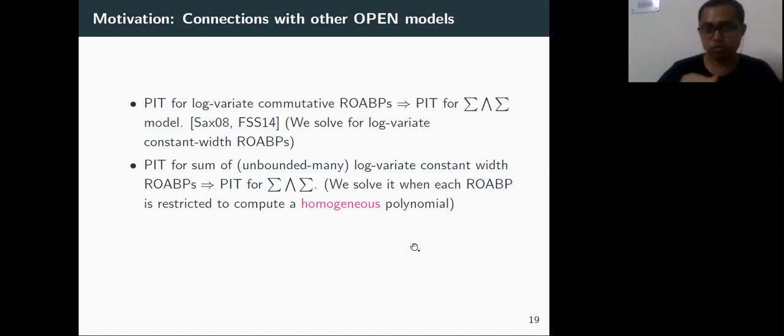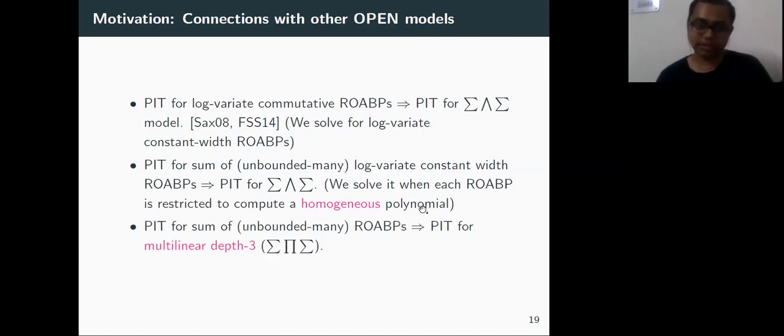We have shown this connection in the appendix of our paper, but it is the same duality trick, together with the FSS paper. So this model will solve the diagonal depth 3 model. In our paper, we solve this model with the restriction that each ROAP is computing a homogeneous polynomial. And then there is another connection. PIT for a sum of general width, general variate ROAPs and unbounded many, input bounded many summands, that model will solve PIT for multilinear depth 3. Multilinear depth 3 PIT, sigma pi sigma, is still open. So these are a few connections.